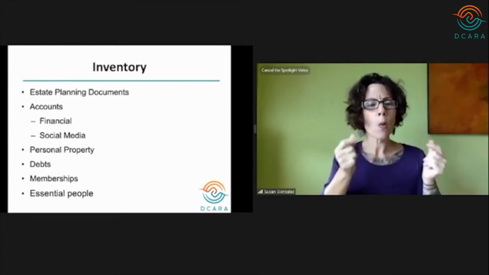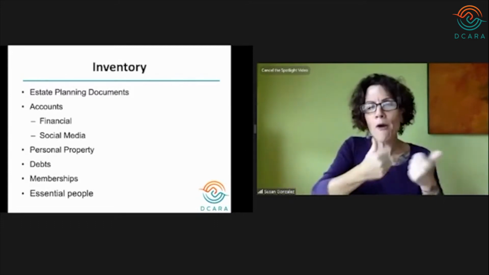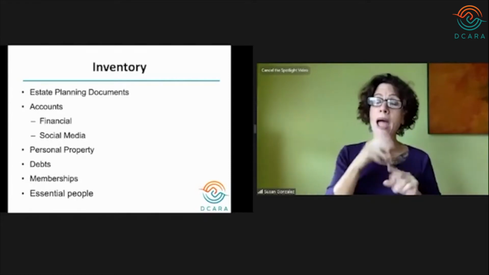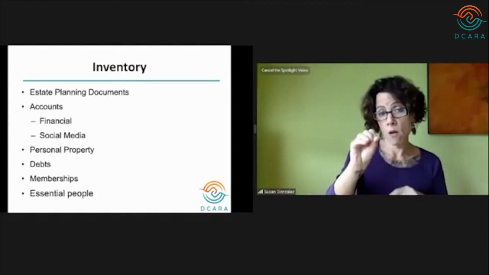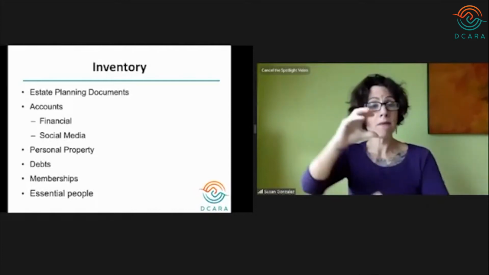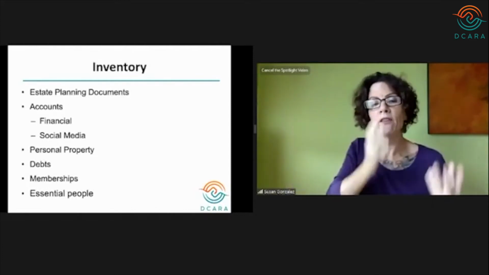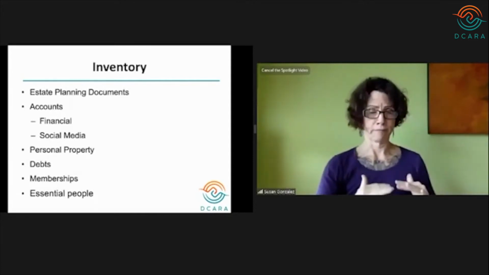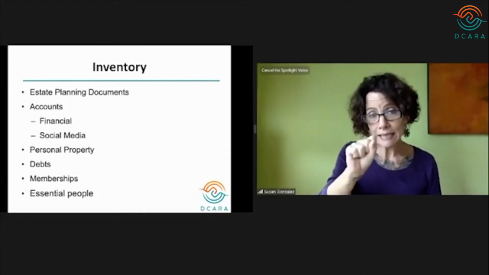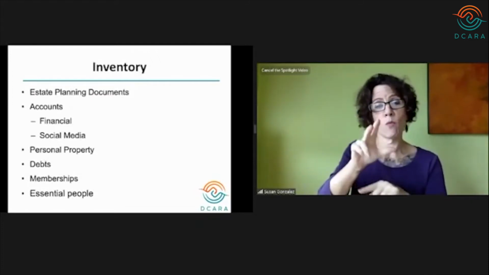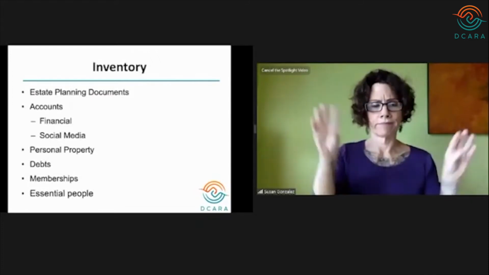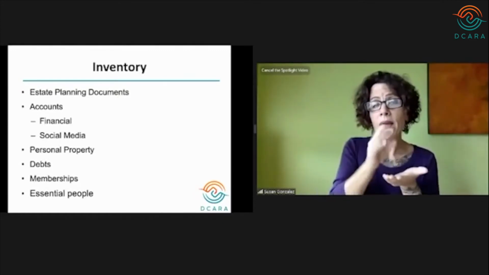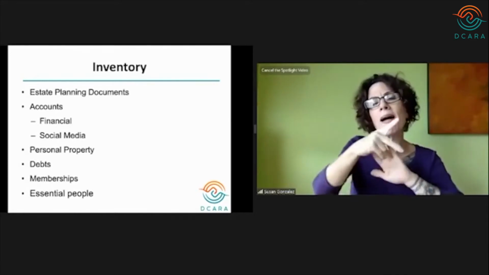Balance statements will include your statements. You want to include that in your documents. If you have investments, a portfolio with a company, you want to include all of that information, the account number, the company that it's listed under, any annuities that you receive from your investments. Include all of that.